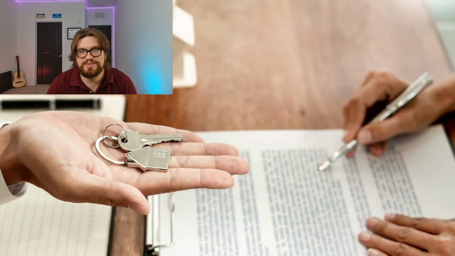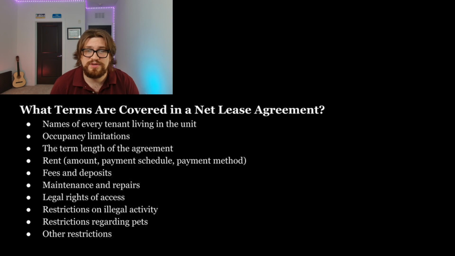So what terms are specifically covered in a net lease agreement? Well, I'll put the list on the screen. There's quite a few: names of the tenant occupying the unit, occupancy limits, terms of length of the agreement, rent, fees, deposits, maintenance, costs, legal rights, and much more.